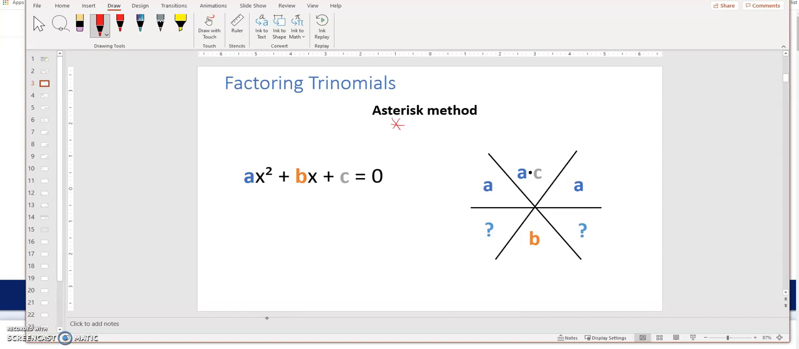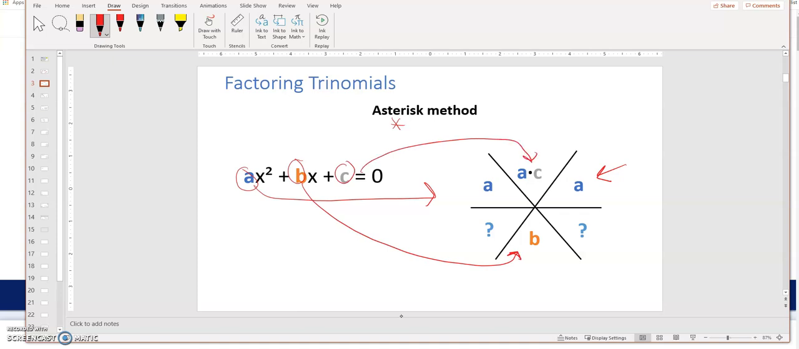So what you're going to do is whatever number you had for a, it's going to go in this little triangle and this triangle. Whatever number you had for b, positive or negative, is going to go in the bottom middle. And then c is going to go up here, and you're going to multiply a times c. And whatever number that is, you're going to write it there. So we're going to have two triangles that don't have a number in them, and those are the numbers we're trying to find.